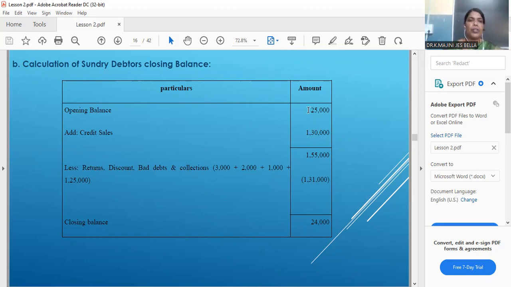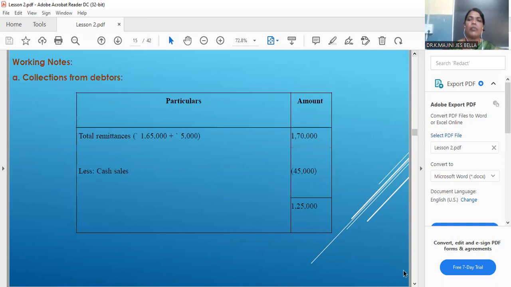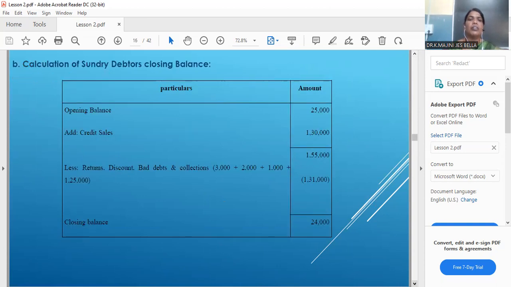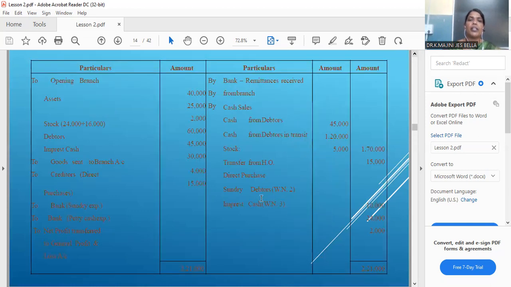Okay. Opening balance 25,000, credit sales 1,30,000. Just add both items, you will get 1,55,000. Here, return 3,000, discount 2,000, bad debts 1,000. Then collections. Collection we have calculated here. Here is the amount 1,25,000, right? So that amount also we should subtract, 1,31,000. When you are subtracting it, you will get the closing balance. How much is the closing debtors? 24,000. So that amount we should write here by sundry debtors.